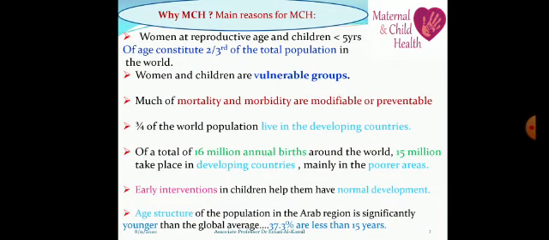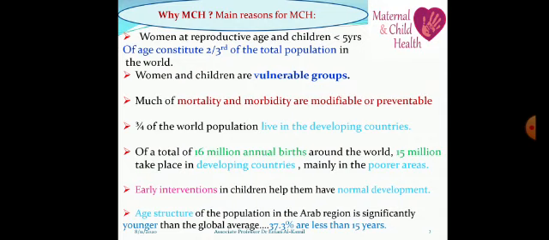Also, it has been mentioned that early interventions in children help them have normal development. There are certain interventions early in life which may prevent many health problems and lead to the normal development of the child, such as, for example, vaccination.